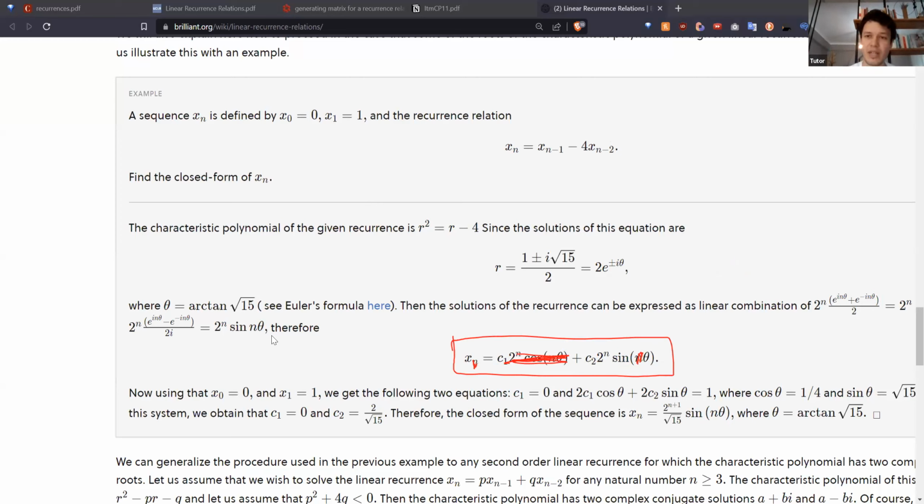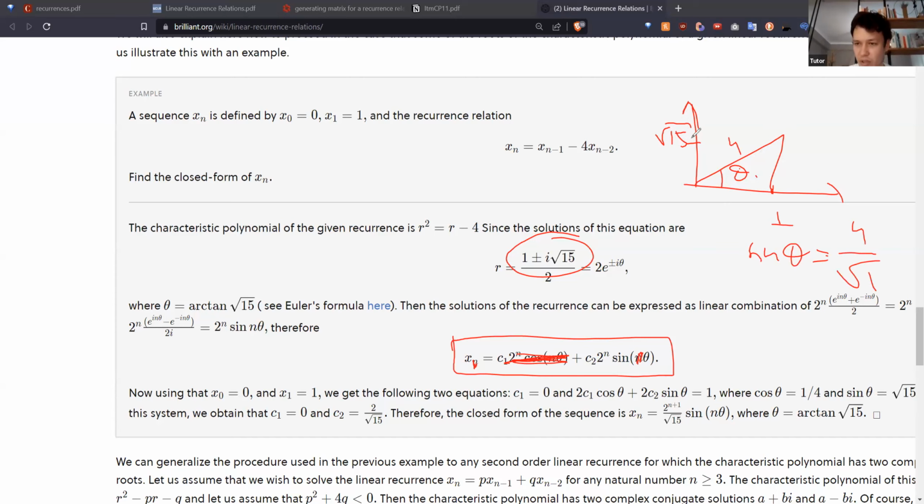The thing is, if you had a number that looked like this, and you knew that this was square root of 15, and you knew that this was a 1, well, if you wanted sine theta, it would just be, well, this is 1. What is this? It's going to be Pythagoras theorem. So 1 squared plus 15 is 16. So this would be basically 4, right? So the radius is 4. So sine theta would just be this divided. So it would be 4 divided by square root of 15, right?